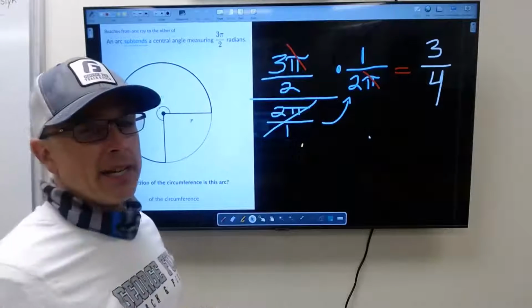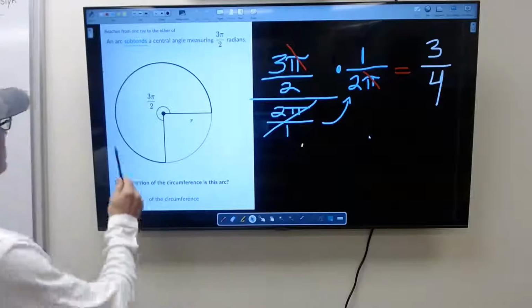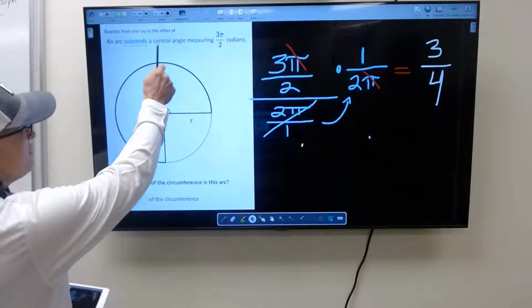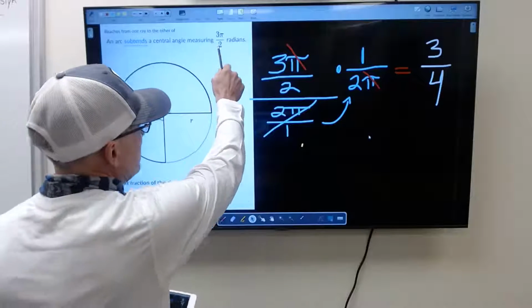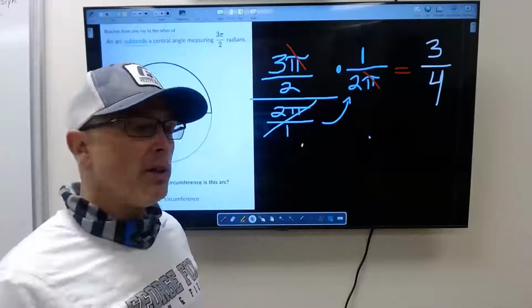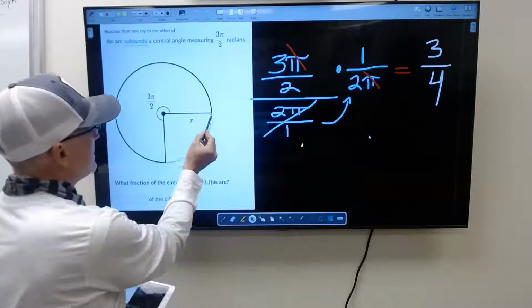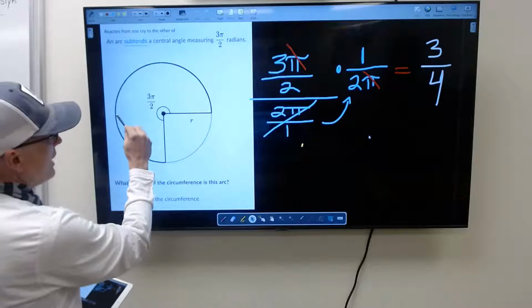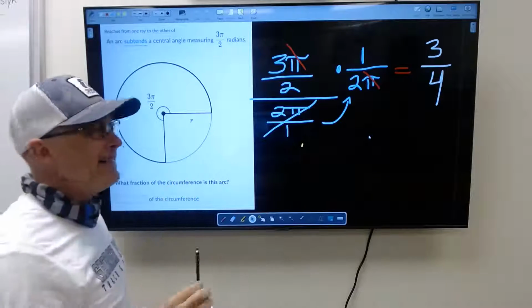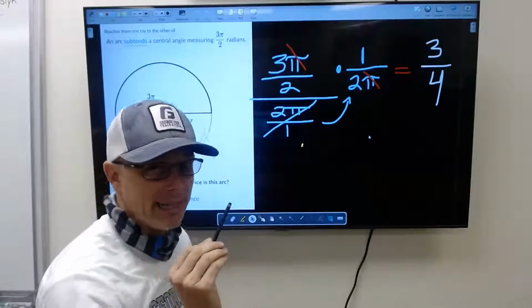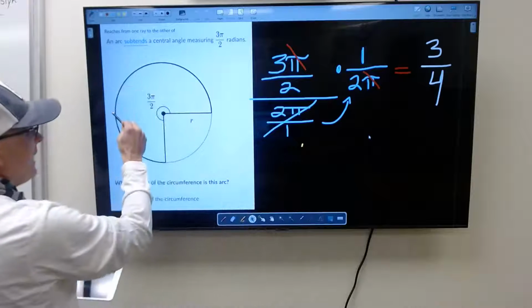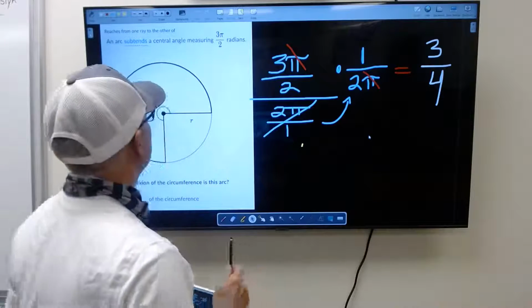Okay. The next kind of problem that they've asked of us. An arc subtends a central angle measuring 3 pi over 2 radians. Well, in the previous video, we showed that that was 270 degrees, because this is half of a pi, another half of a pi, another half of a pi. Not the entire pi, but half of a pi. Don't forget that, the Greek letter.